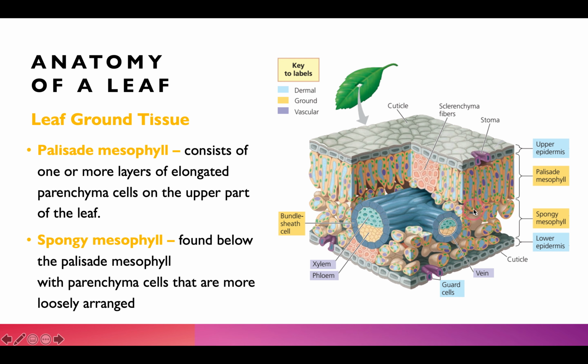The spongy mesophyll, on the other hand, is below the palisade mesophyll. And as you can observe, these parenchyma cells are more loosely arranged, resulting in large pockets of air spaces. These air spaces are particularly large in the vicinity near the stomata, where carbon dioxide is taken up from the outside air and oxygen is released.